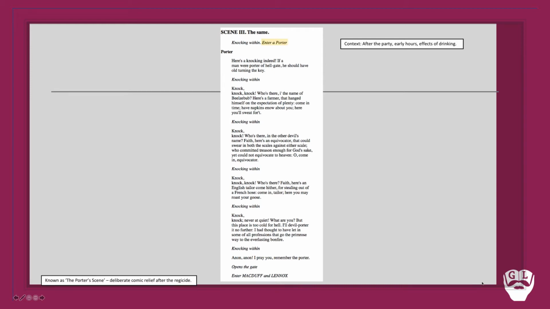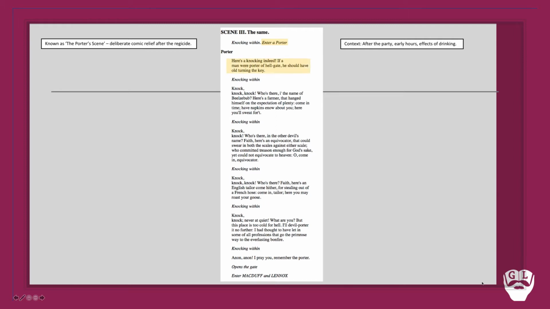So, the Porter's scene, as it is most commonly known, is a deliberate use of comic relief. The audience has just been treated to a very heavy, very brutal description of murder and death and guilt and anguish. And as a consequence of that, and a reflection upon that, what Shakespeare does here is use this sense of comic relief, light-heartedness, jokes, to help the audience feel a lighter sense of what is about to happen. So it gives us a bit of a balance as an audience.